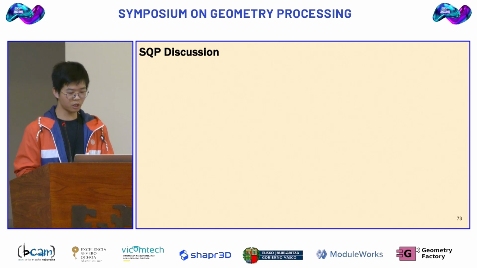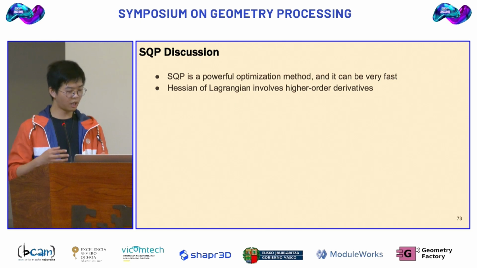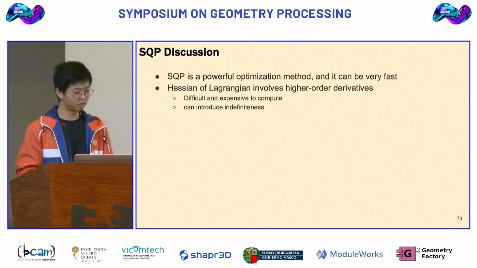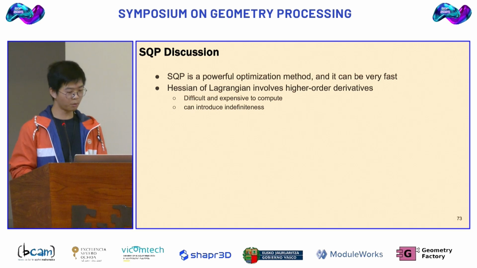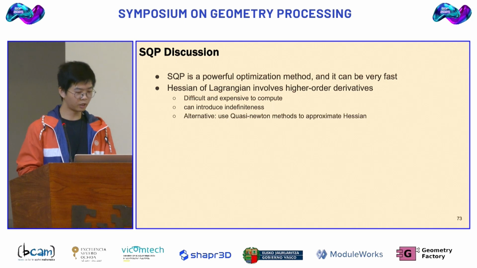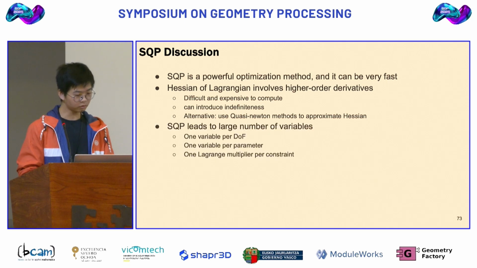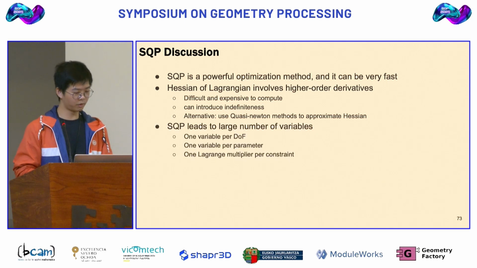SQP is a powerful optimization method, and it can be very fast. But the Hessian of this Lagrangian involves high-order derivatives, and it is very difficult and expensive to compute, and it always introduces indefiniteness. Alternatively, we can use the quasi-Newton method to approximate this Hessian and directly solve the linear equation to get the delta S. And SQP, as we remember, for this 2D elastic bar, we have 6n degrees of freedom that need to be solved, so it leads to a very large number of variables.